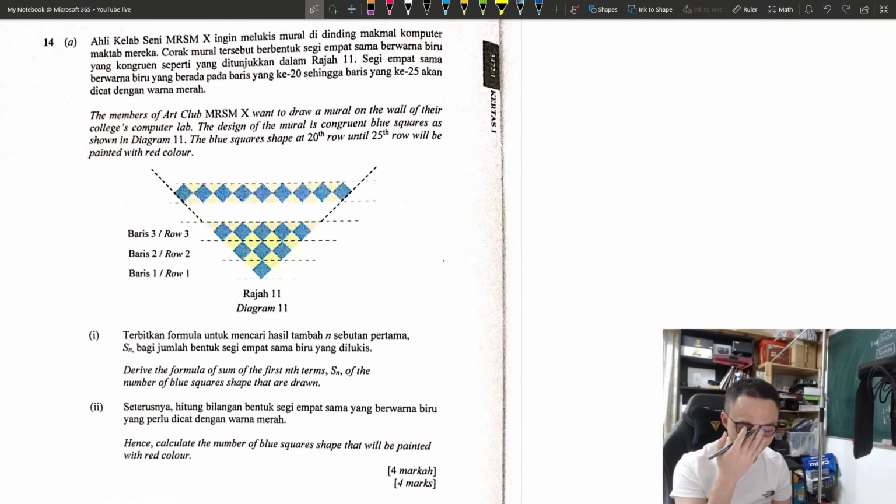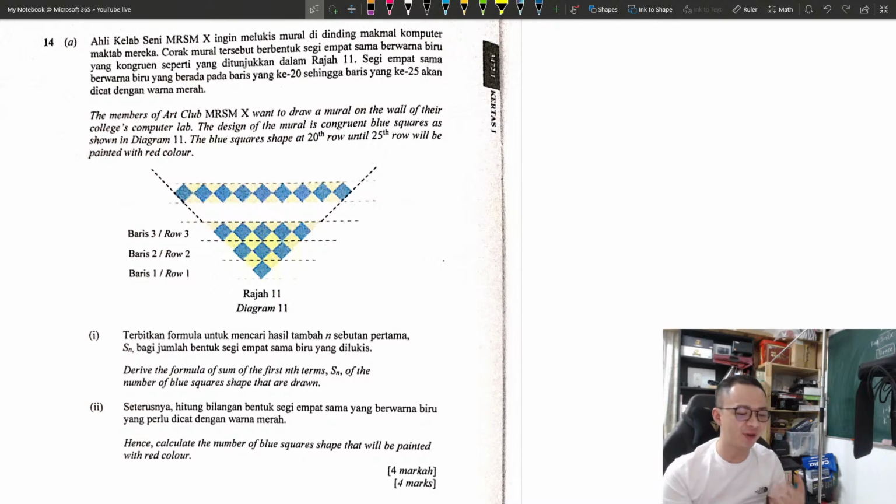A lot of these are not really K-bar, but this is an unusual question, I would say. Alright, so we have a member of the art club in the MRSM who wants to draw a mural. Is it called mural? I don't know. On the wall of their college computer lab.